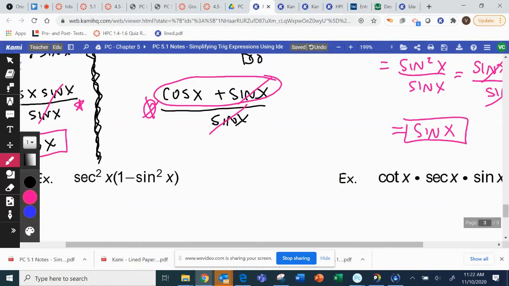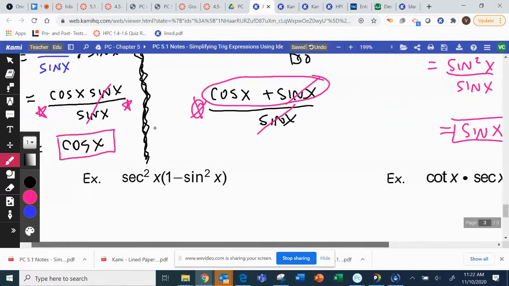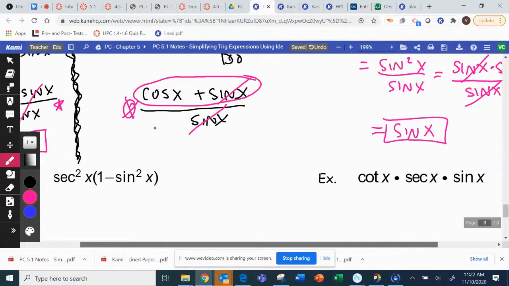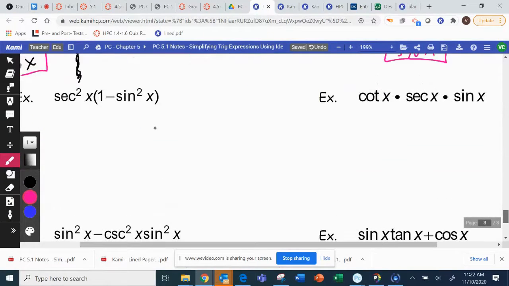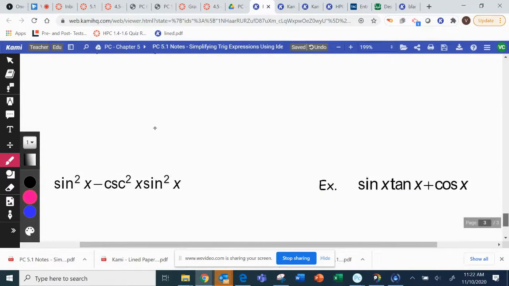Okay, so I'm going to stop talking for a moment again, and I want you guys to try the next one or two. Don't know how far you've gotten. 3, 4. There's only 4 left, so.